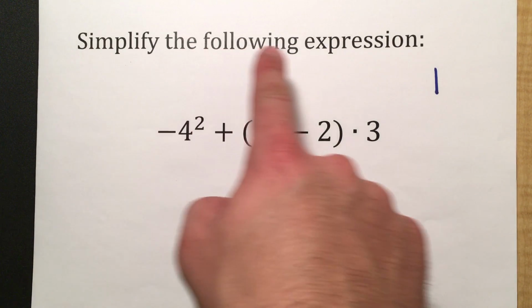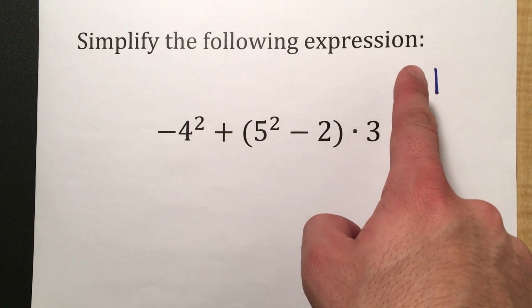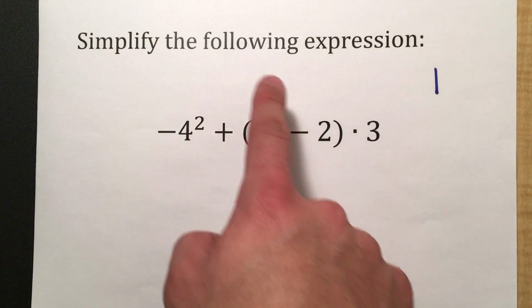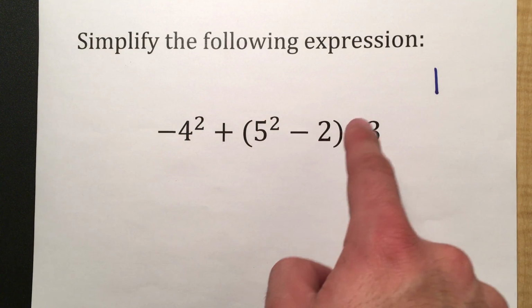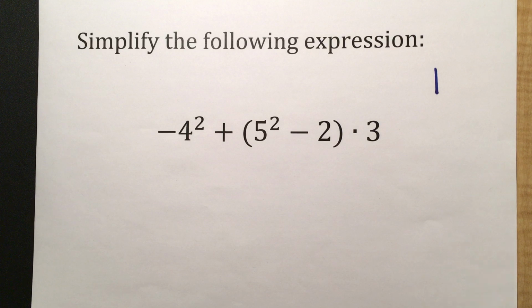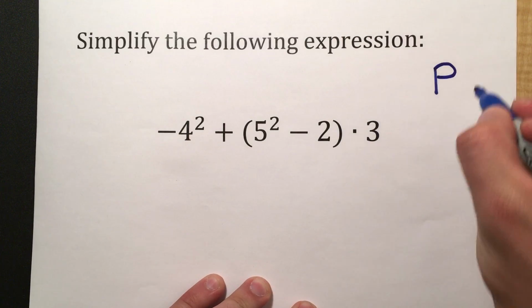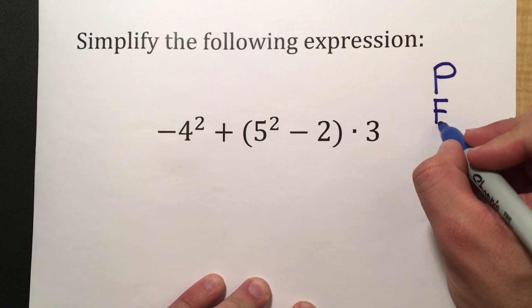So here you're being asked to simplify the following expression. We have negative 4 squared plus, in parentheses, 5 squared minus 2 times 3. Whenever you have more than one operation, the strategy we're going to use is PEMDAS. PEMDAS tells us in what order we're going to be solving or simplifying our expression.